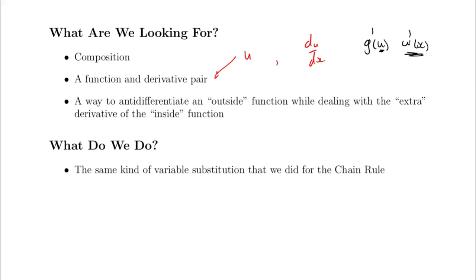So that's where the structure, the process that we're going to build, is going to come in, and it's not a big deal at all. It's the exact kind of variable substitution that we did for the chain rule, except we're going to be using an integral form of it instead of a differentiation form. So let me talk you through how this works.